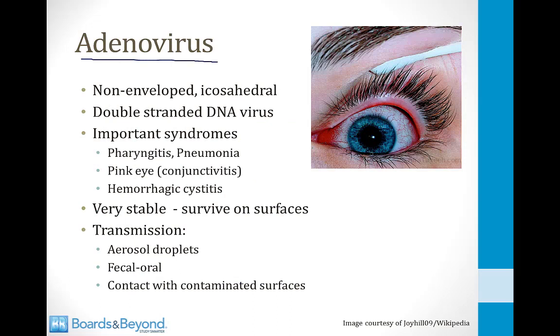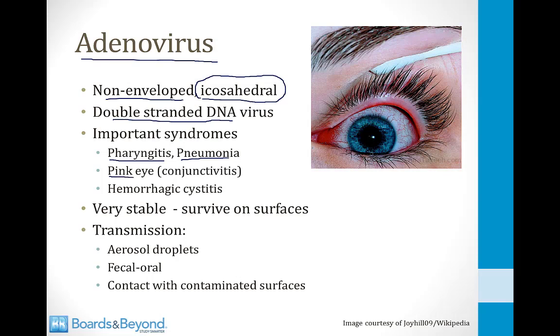So adenovirus is a non-enveloped DNA virus with an icosahedral capsid, just like most of the DNA viruses have icosahedral capsid. It's also double-stranded, just like most of the DNA viruses, and it causes several important clinical syndromes. First off, it can cause respiratory tract disease. Most commonly, this is pharyngitis or sore throat, but it can also cause pneumonia.